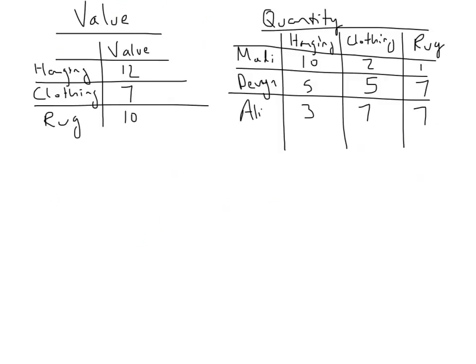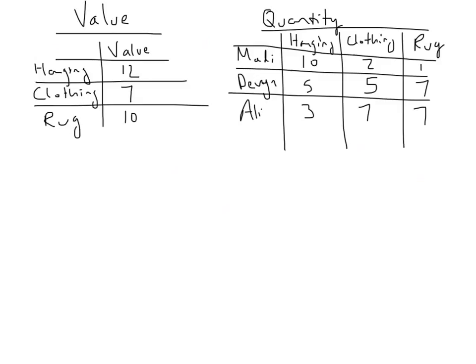So let's take a look at these two tables that I've got here. The table on the left gives the value of 3 different craft products that have been created: wall hangings, clothing, and rugs. And the table on the right tells us how many of each of these types of items each of these people have made. Okay, and the name Devin, that's how they spelled it in the textbook, so I just went with it.